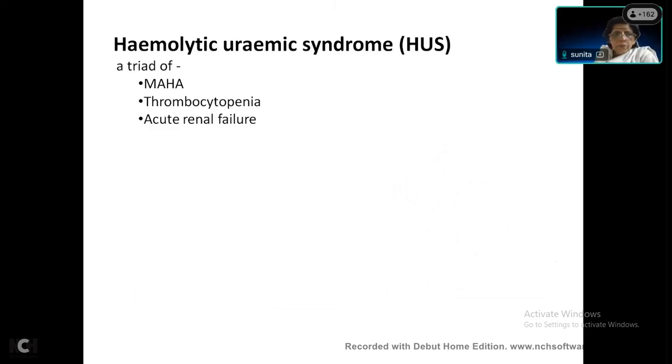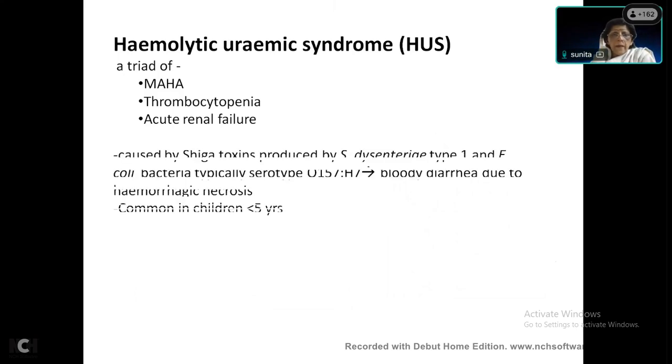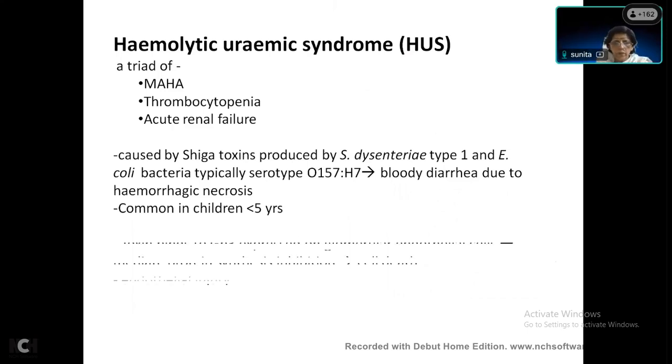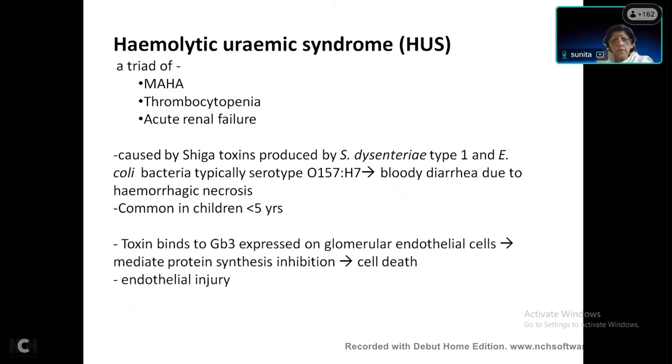So there are 3 important causes. Hemolytic uremic syndrome classically has a triad of microangiopathic hemolytic anemia with thrombocytopenia with acute renal failure. Now this is caused by Shiga toxin producing bacteria, Shigella or E. coli, and they cause these toxins, which bind to a receptor present on the glomerular endothelial cells, causing inhibition of protein synthesis and cell death. So that leads to endothelial injury. That is the typical triad of HUS.